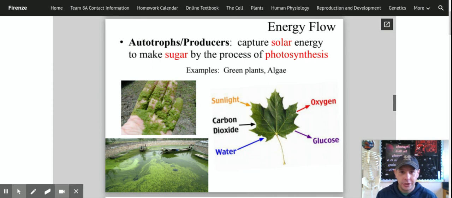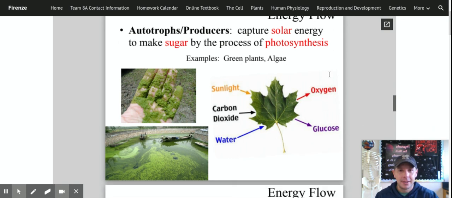It's the first stage here on Earth where we transition that energy from the sun into something usable. Okay, and it's sugar. Yummy. I like sugar.